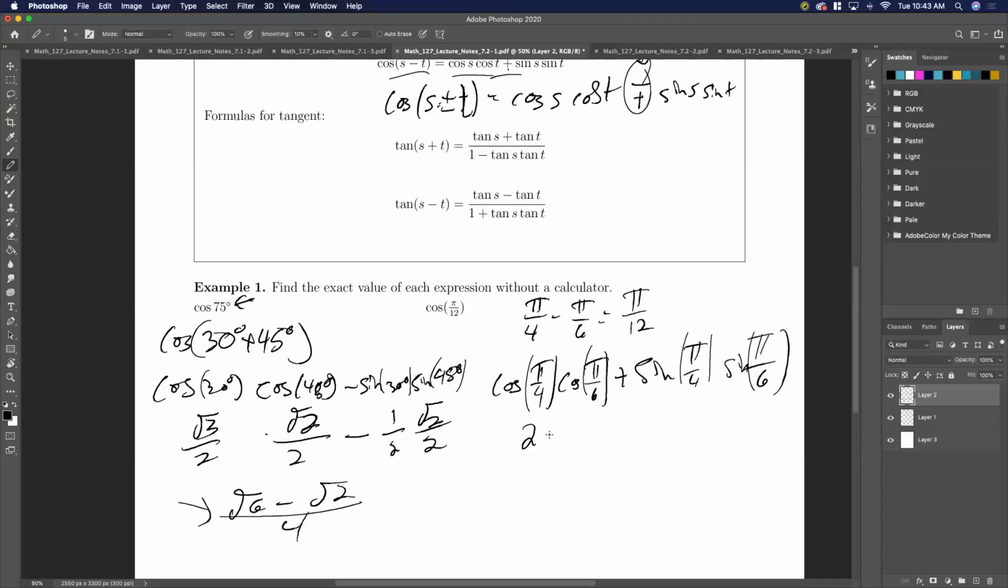So this is square root of 2 over 2. This is square root of 3 over 2, plus square root of 2 over 2, 1 over square root of 2. And so here I get the square root of 6 plus the square root of 2, all over 4. And that's the exact answer.